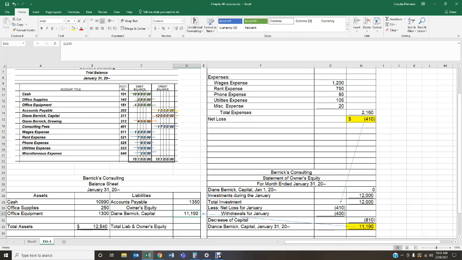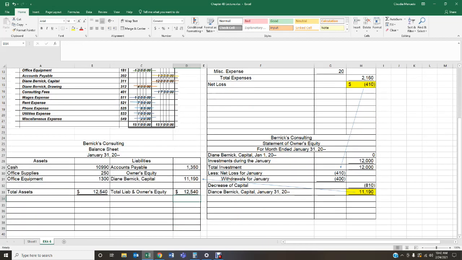Okay. Now I can add my total liabilities and owner's equity, and I'm going to add those two together. And that's going to give me $12,540. When you are doing your balance sheet, your left-hand side and your right-hand side need to equal. Okay? Your balance sheet needs to be in balance. If those two numbers do not equal, then there's some kind of error somewhere that needs to be corrected.